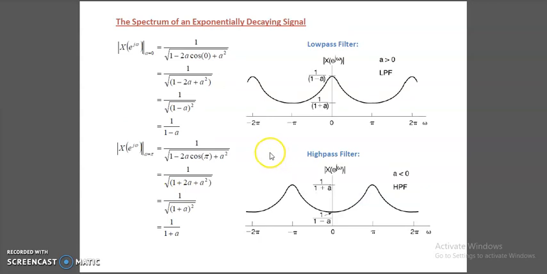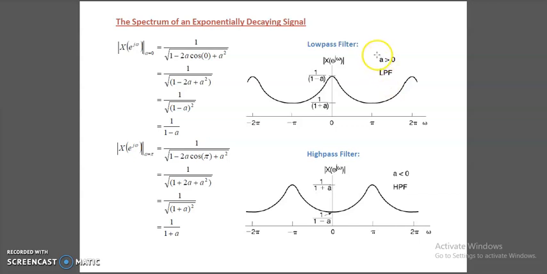Next we check the spectrum of the exponentially decaying signal. We put the two values, omega is equal to 0 and omega is equal to pi, in the magnitude response. So at omega is equal to 0, the equation will be 1 by 1 minus a. At omega is equal to pi, you will get the equation as 1 by 1 plus a. I already said that we have two different input signals based on the value of a. If a is greater than 0 and a is less than 0, we have two different signals. In the same way the spectrum is different.